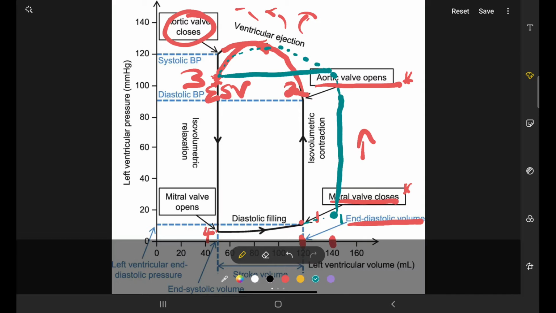Number one, the amount of blood being ejected is more, the stroke volume will be more, and then you will find that the end diastolic volume will also increase. And why would the end diastolic volume increase? Let me just give you a second.